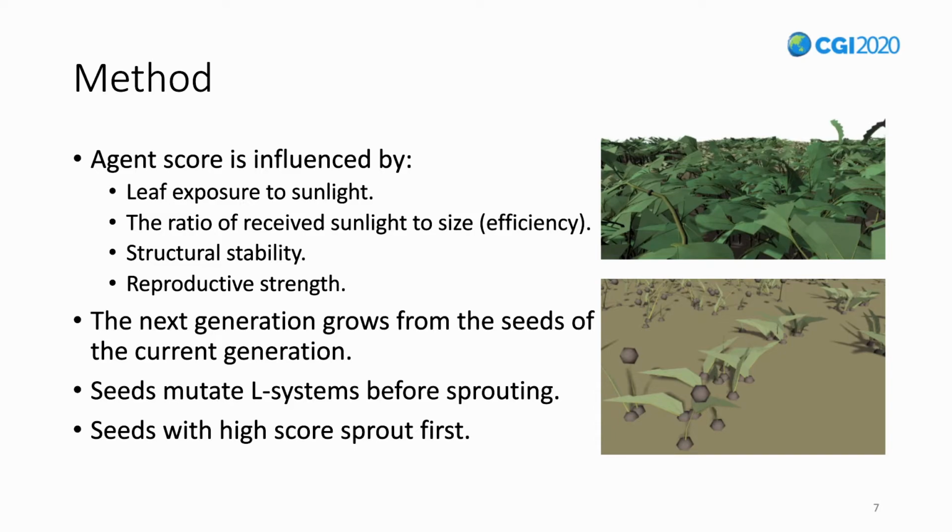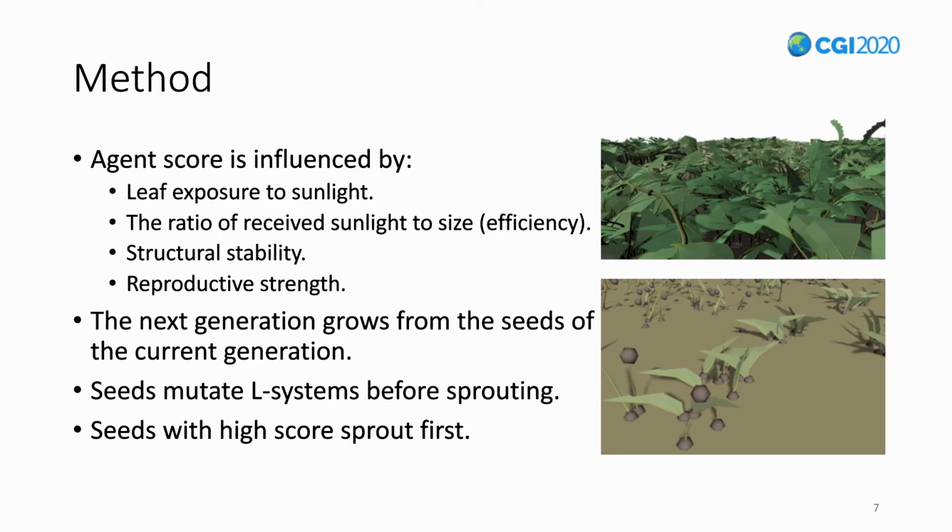The efficiency of a plant influences score as well. The more sunlight per amount of plant matter, the more efficient a plant is. So plants are encouraged to catch as much sunlight as they can. Structural stability influences score by penalizing unstable structures, like top-heavy structures or plants whose center of mass is far away from their roots, or not above their roots.